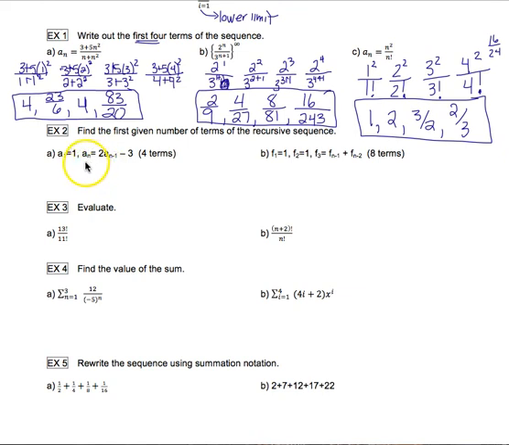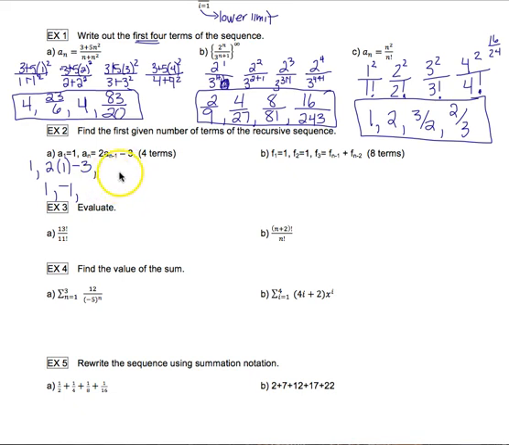Example 2, find the first given number of terms of the recursive sequence. So here, it's telling us what the first term is, and then it's saying that the next term is going to be 2 times the previous term minus 3, and it wants me to find 4 terms. Now the first one's easy because they gave it to us, so my first term is going to be 1. My second term then, I take the previous term, which is 1, and I do 2 times 1 minus 3. So that gives me -1 for the second term.